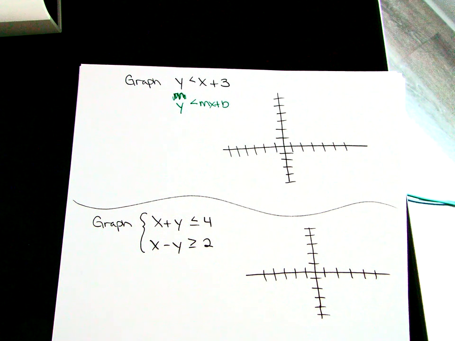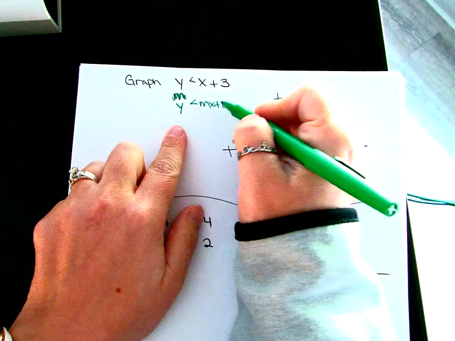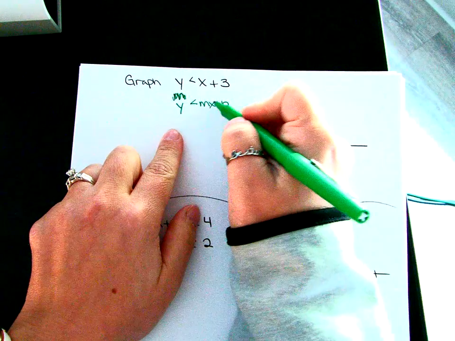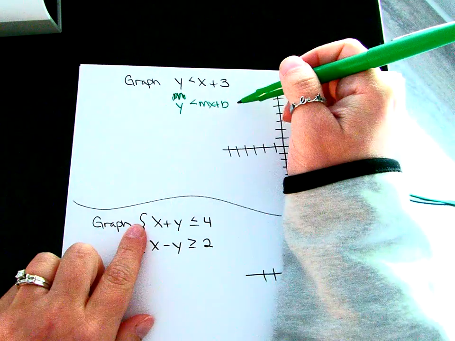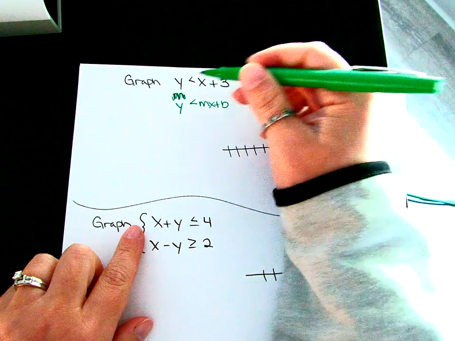No. Think about it like a line. So we have a line, y equals mx plus b. Which of these letters is the y-intercept? The b. That's what we would graph first.